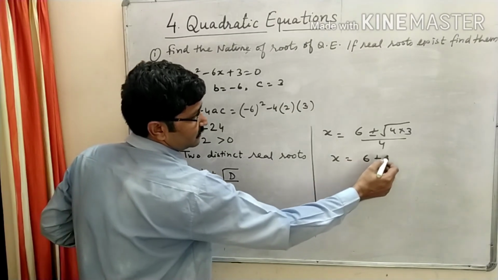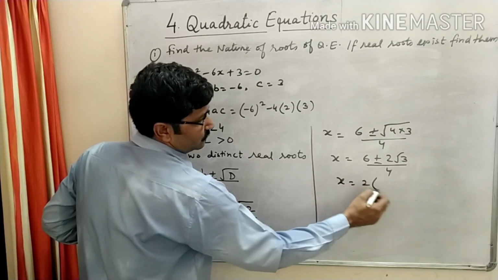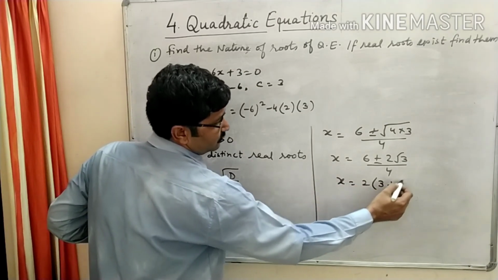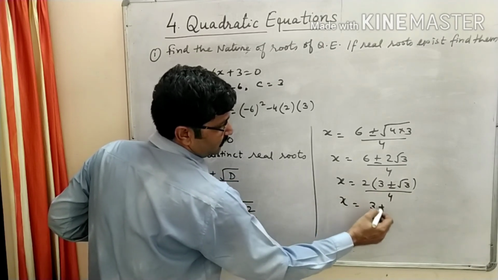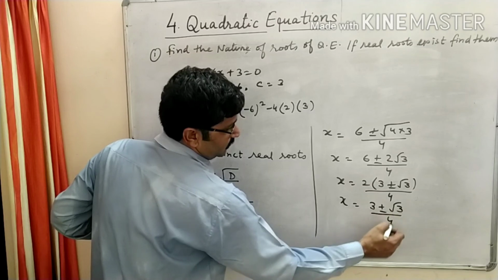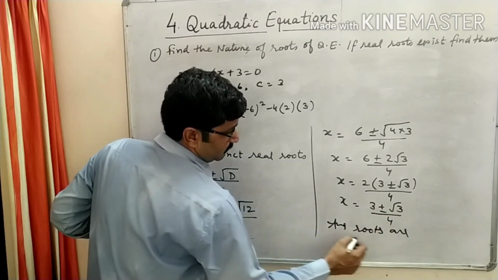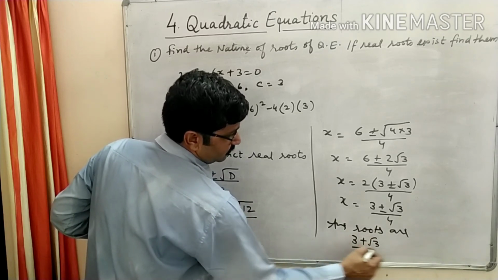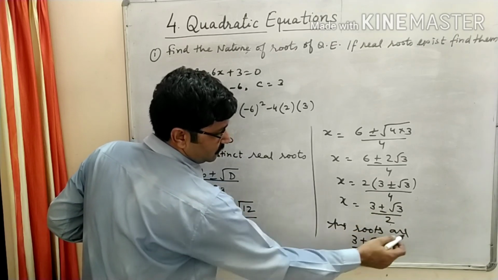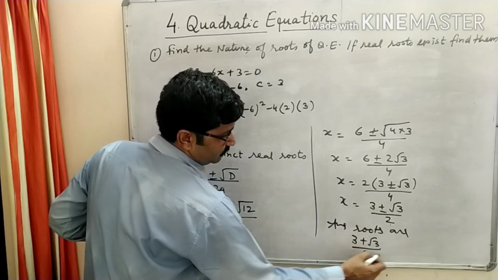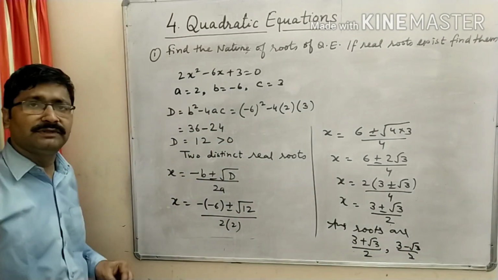So x equal to 6 plus minus 2 root 3 upon 4. From here you can take 2 common, so you get 2 times 3 plus minus root 3 upon 4. So 2 and 4 you can cancel, and you get 3 plus minus root 3 by 2. So the roots are 3 plus root 3 upon 2 and the second is 3 minus root 3 upon 2. This is how you can find the roots.